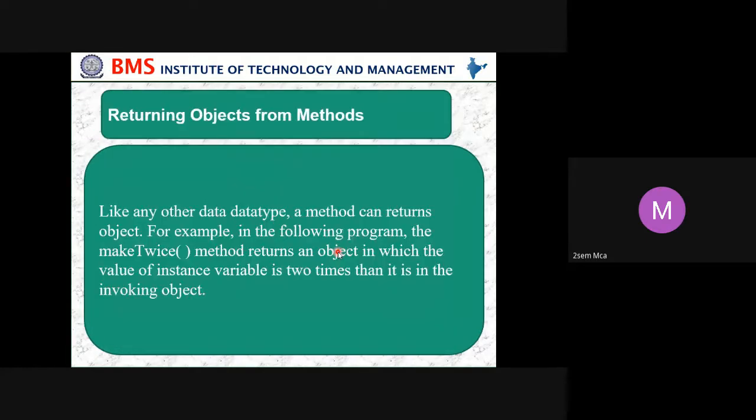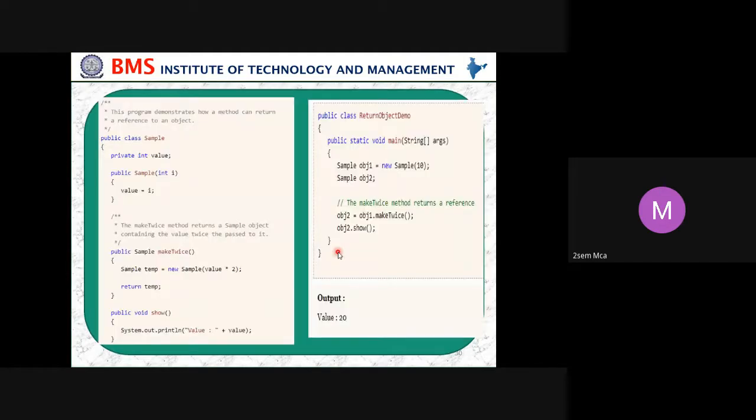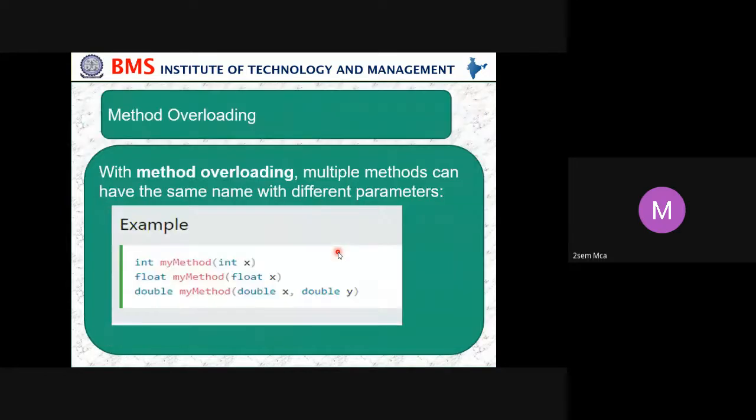Then returning an object, how does returning an object work? We have seen this program where 10 is passed for one object, and the same 10 is passed to one more object where we are multiplying it by 2 and getting a value. So method overloading we have started.